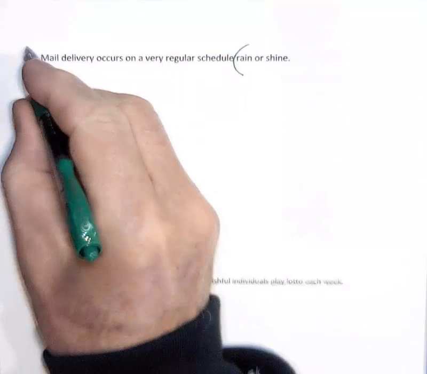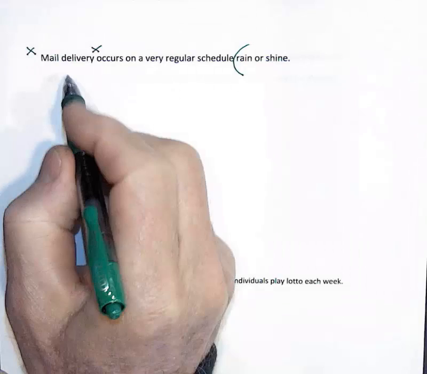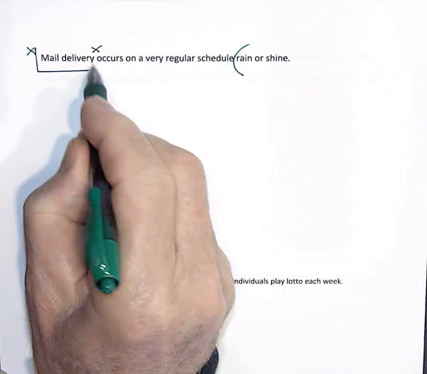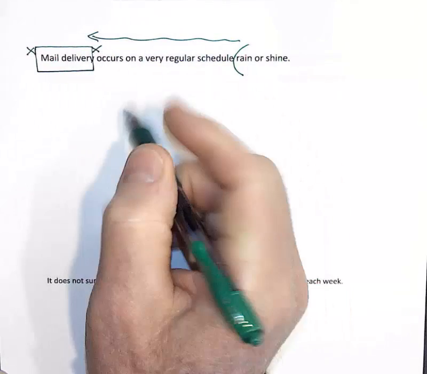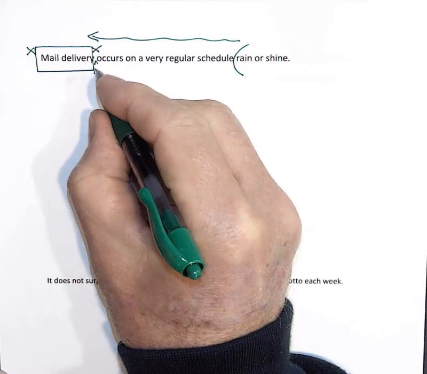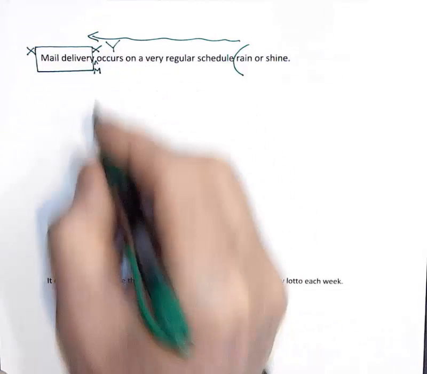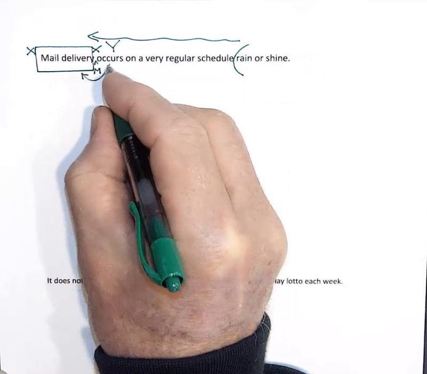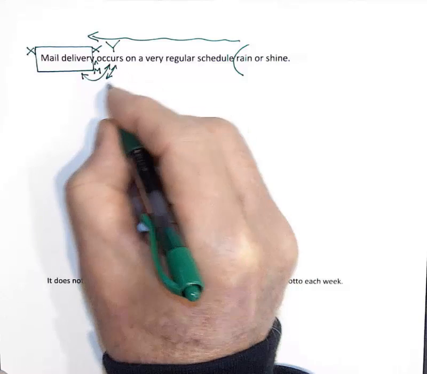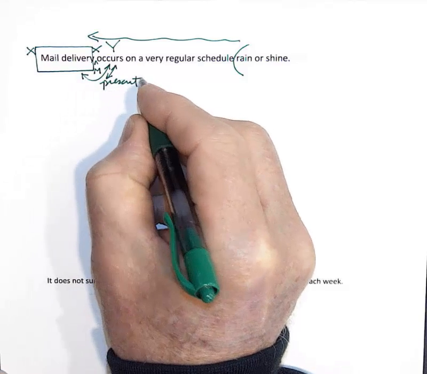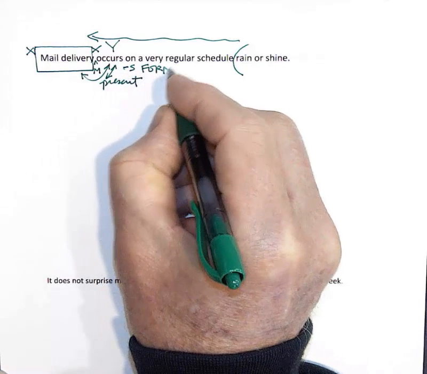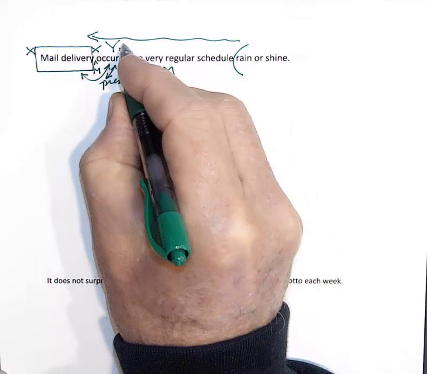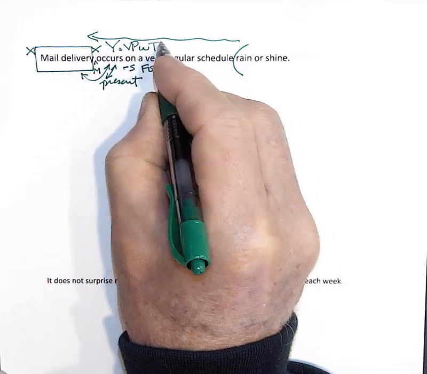So now, does mail delivery occur? Mail delivery does not occur, and mail delivery is the subject. Occurs on a very regular schedule is the predicate. The M place is empty, and everything left is Y. Occurs ties with the subject. Occurs ties with the present, and it's the S form. Verb phrase with time.